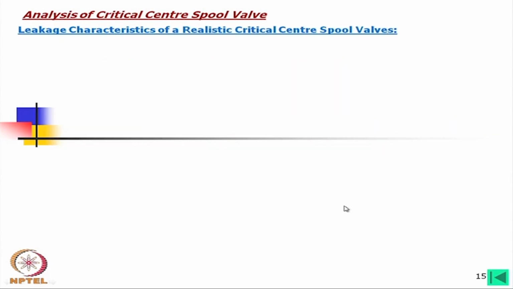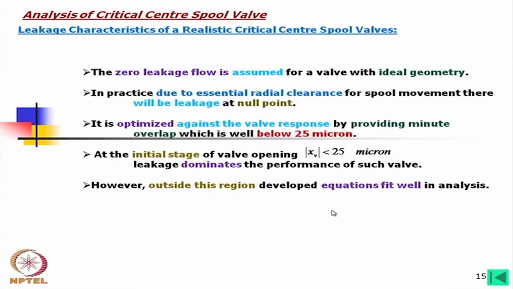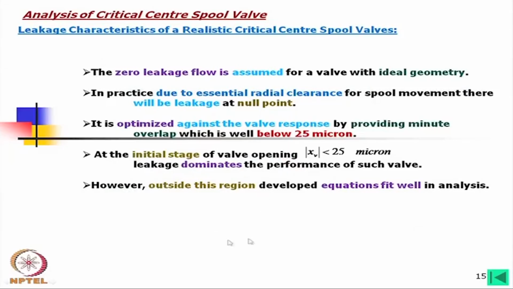We consider some realistic values, and zero leakage flow is assumed for a valve with ideal geometry. In practice, due to essential radial clearances for spool movement, there will be leakage at null point. What is it? I have told you the land is slightly overlapped, that is, slightly greater than the port opening. The width of the land is slightly more than that, in the tolerance range. Now, what will be the tolerance? It is optimized against the valve response by providing a minute overlap, which is well below 25 micron.